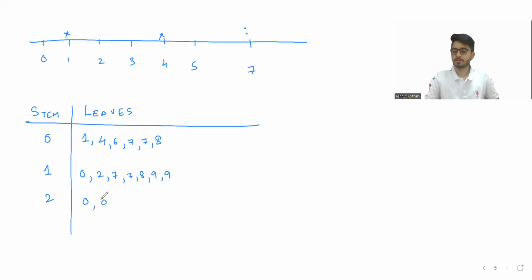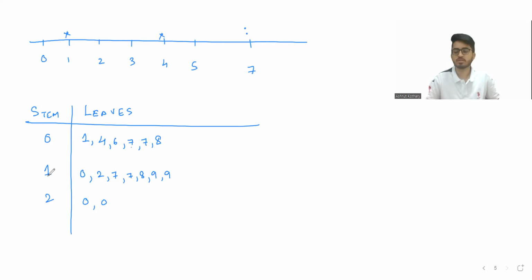How to read it? Stems: this is the tens place, and this is the units place. When the stem is 0, these are single-digit numbers. So I had a 1, a 4, a 6, a 7, another 7, and an 8.